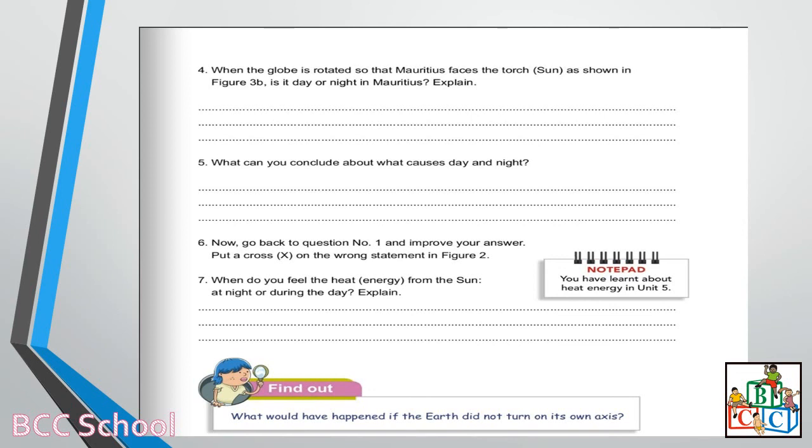When do you feel the heat, that is the energy from the sun? At night or during the day? So these will be your homework, number 4 to number 7, as well as find out what would have happened if the earth did not turn on its axis. You will have to find out and write the answer in your science copybook.